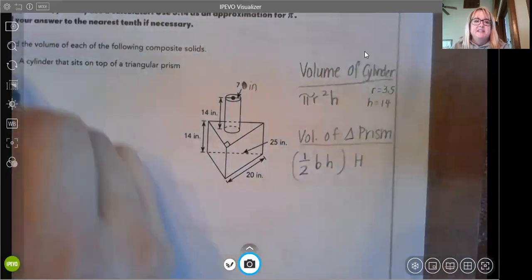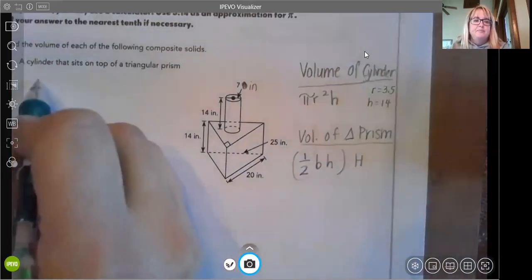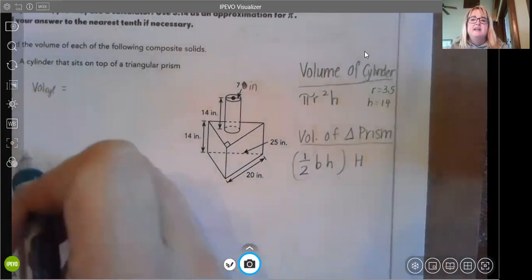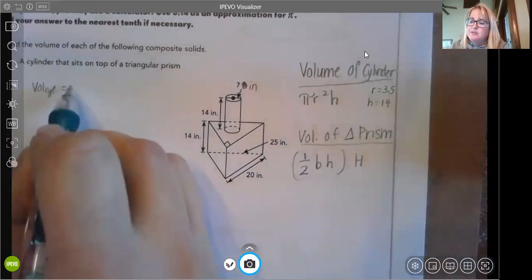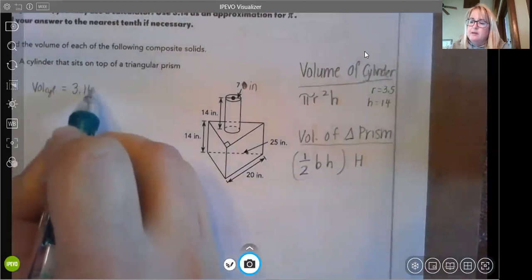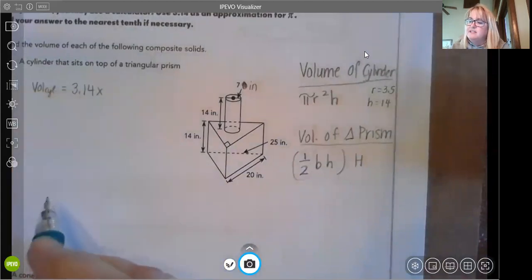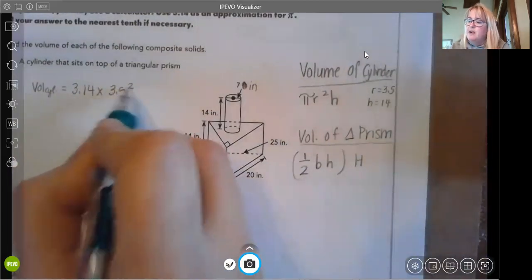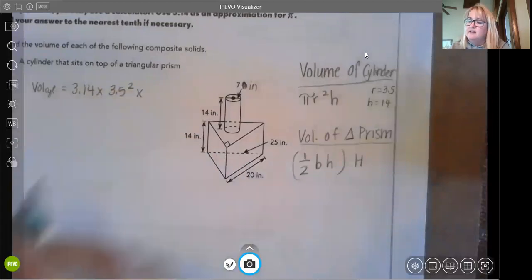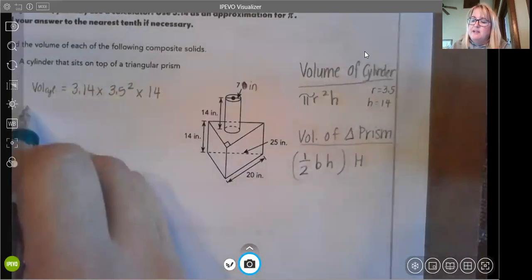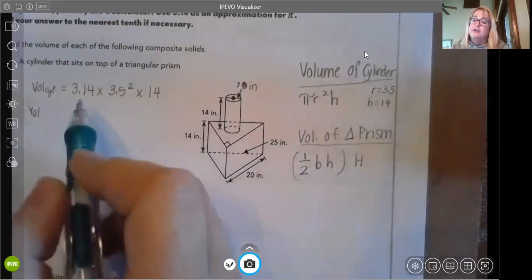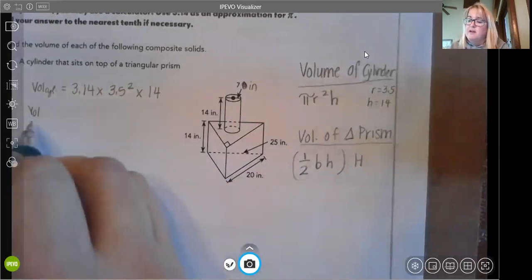So the volume of the cylinder, I'm going to just write volume cylinder, is pi, it said to use 3.14, times the radius squared, the radius is 3.5, squared, times the height is 14. So that's the volume of the cylinder. Now we need to find the volume of, you're going to use your calculator and do that, volume of the prism.